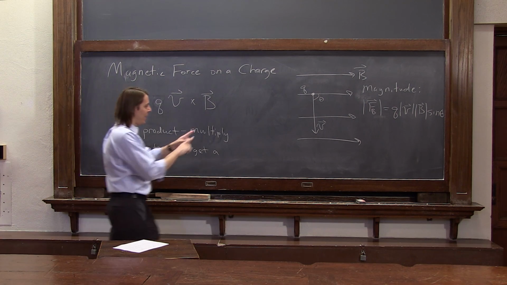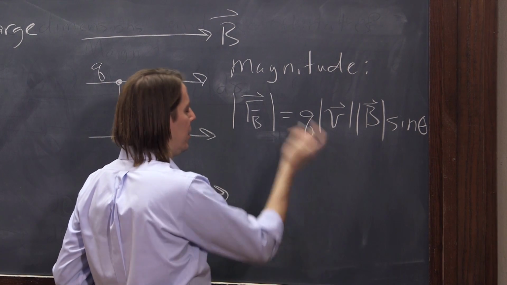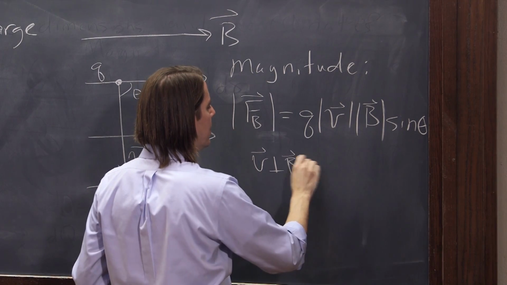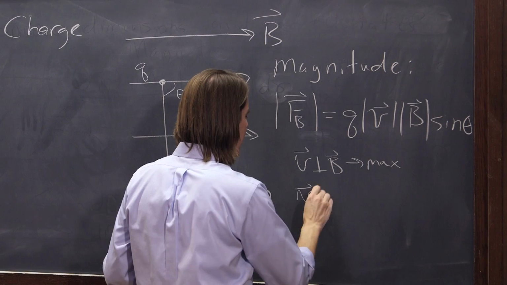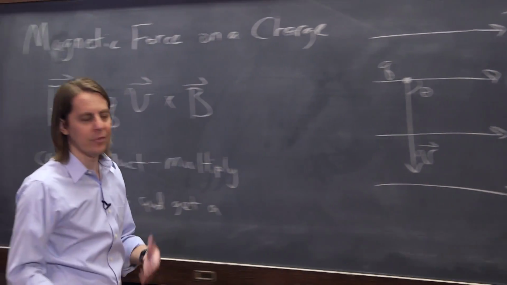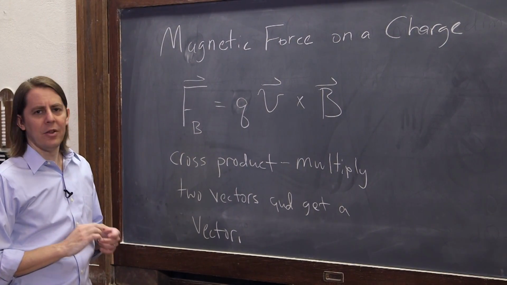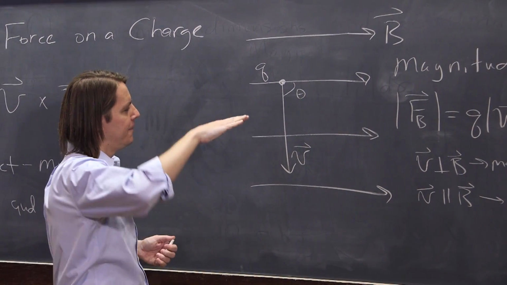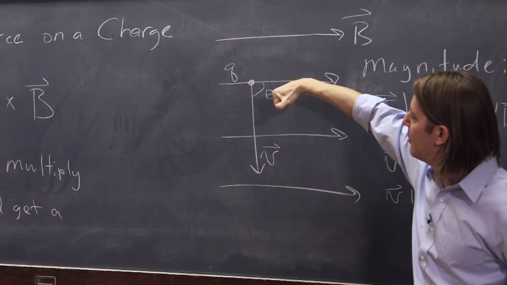So dot product is maximum when they're aligned, but cross product is the opposite. It's maximum when they are perpendicular to each other. So if V is perpendicular to B, that's when you get your maximum magnitude. If V is parallel to B, that's when you get 0. So in that sense, it's like the opposite of the dot product. But then what about the direction? So you get the direction from the right-hand rule. You just say V, in this case, V cross with B, and it points out.